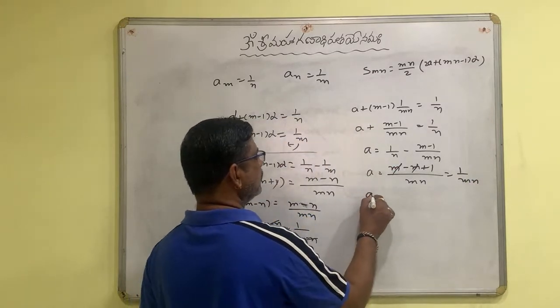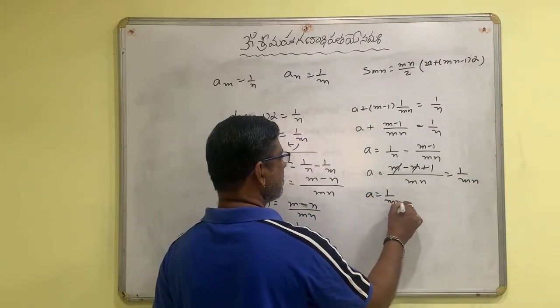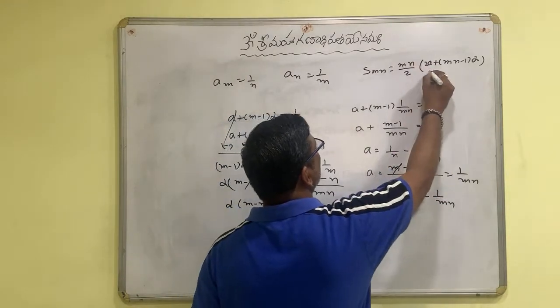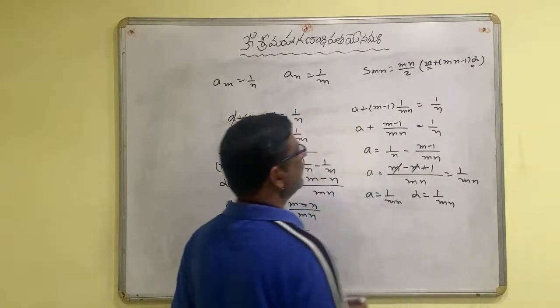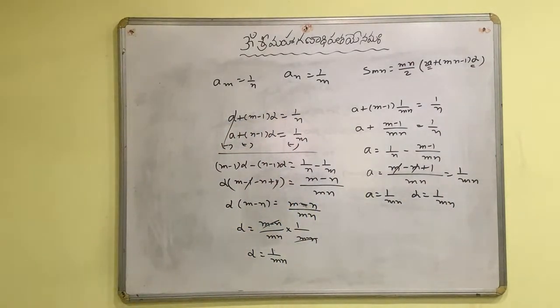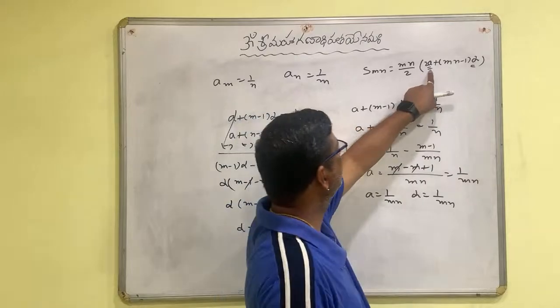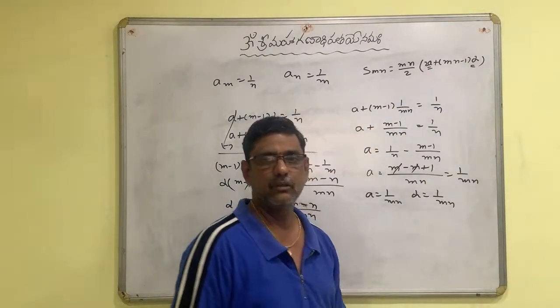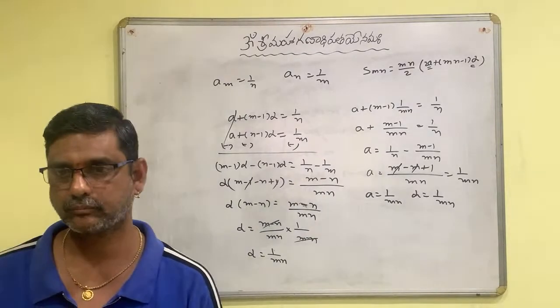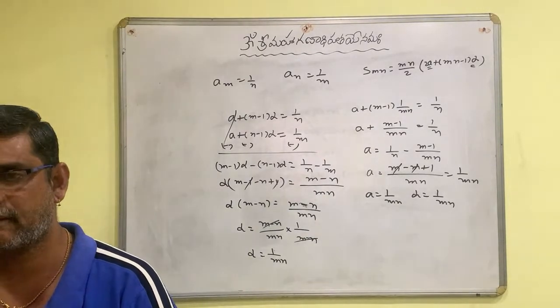Now a value is 1 by mn. d value is also 1 by mn. Insert a value, d value over there and simplify. Tell me what is Smn. Insert a value over here and d value over here. Simplify and tell me what is Smn. Fast.